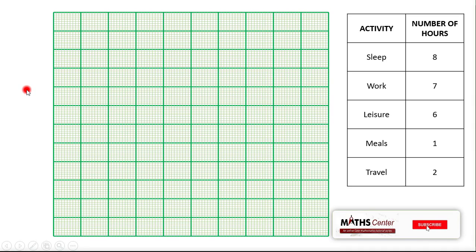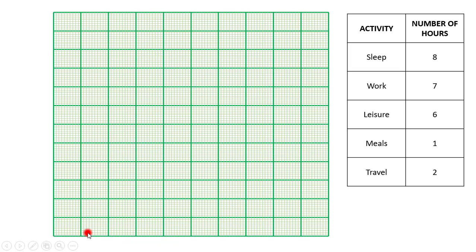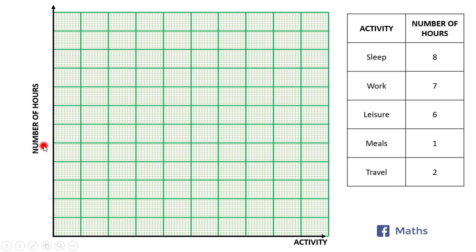When drawing a bar chart on a graph sheet, we usually list the items on the horizontal axis and the frequencies on the vertical axis. So here, the activities will be on the horizontal axis and the number of hours will be on the vertical axis, just as we have here. Now we will have to choose a scale for the number of hours axis or the frequencies.